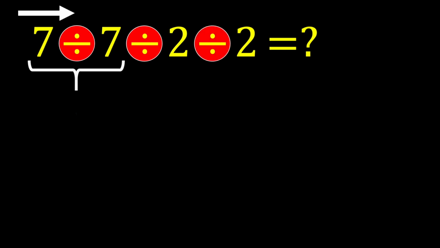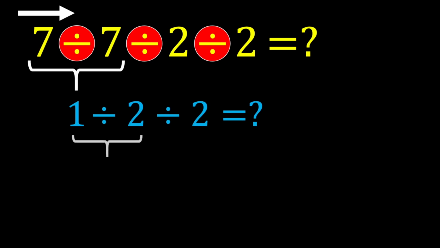7 divided by 7 equals 1, and the expression becomes 1 divided by 2, divided by 2. Next, 1 divided by 2 equals 1 over 2. Finally, we need to calculate 1 over 2 divided by 2.